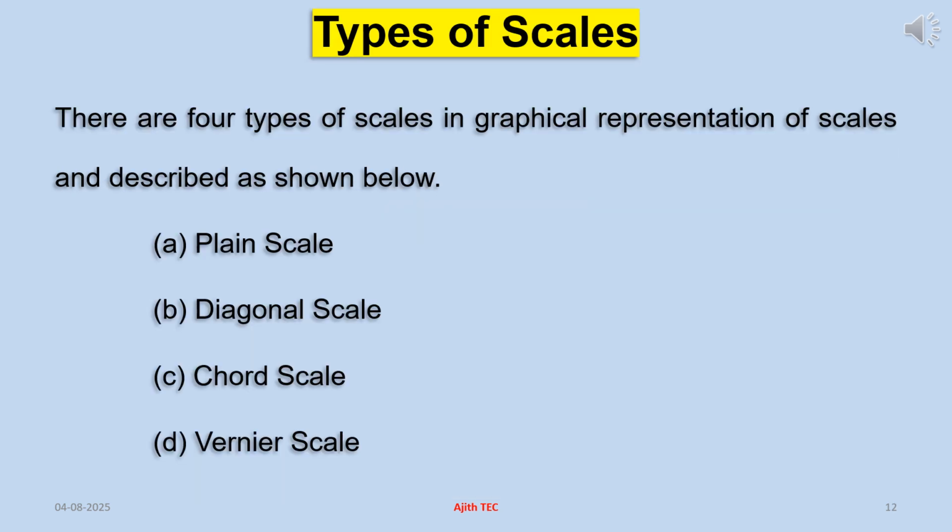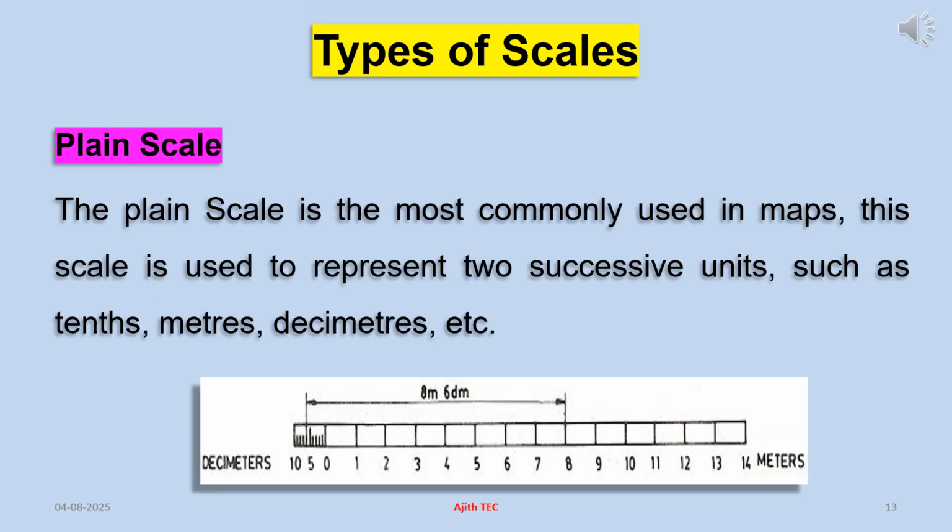Types of scale. There are 4 types of scales in graphical representation of scales, described as shown below. A. Plane scale. B. Diagonal scale. C. Chord scale. D. Vernier scale. Plane scale. A plane scale, also known as a linear or graphical scale, is a tool used in technical drawings and maps to represent distances and measurements. It's a straight line divided into equal parts, allowing for the representation of 2 units or a unit and its subdivision, enabling the reading of distances directly from the scale.